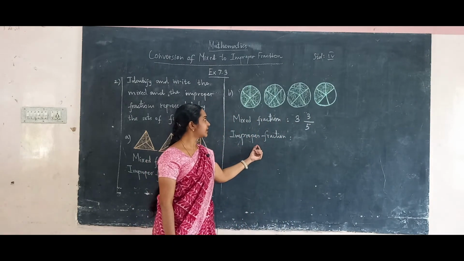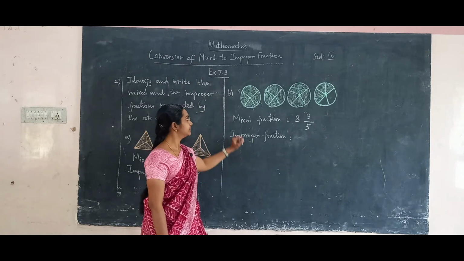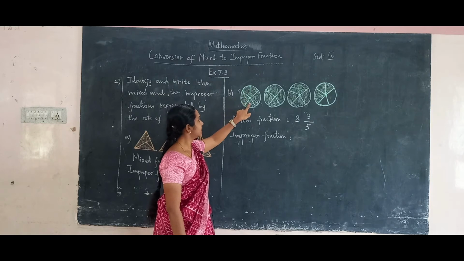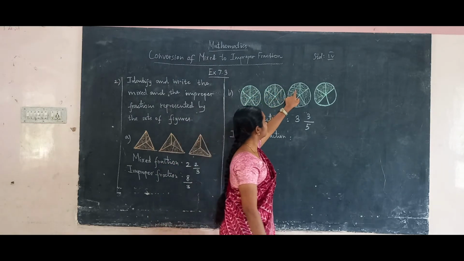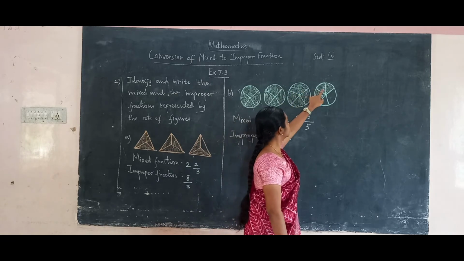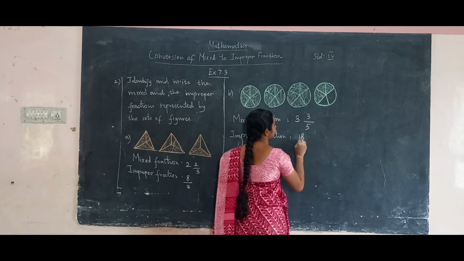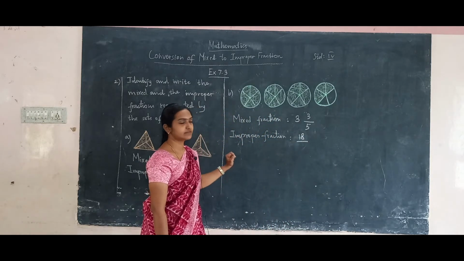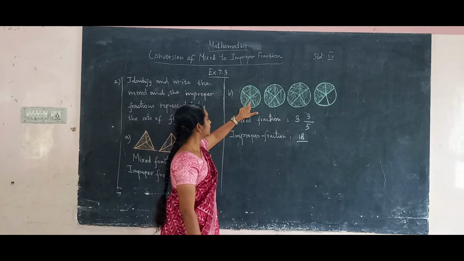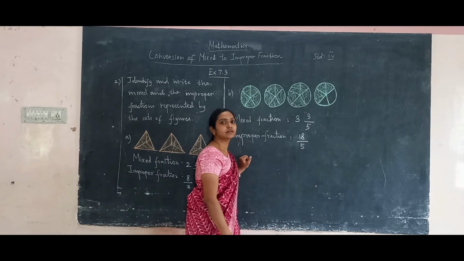For the improper fraction, we have to count how many parts are shaded. 1, 2, 3, up to 18. Totally 18 parts are shaded. Now count how many parts a whole is divided. 1, 2, 3, 4, 5. So write 5 in the denominator.